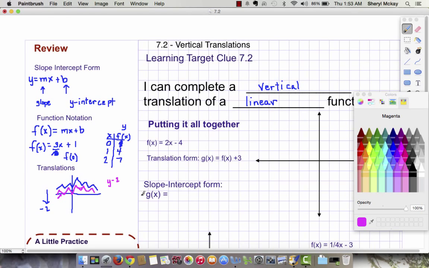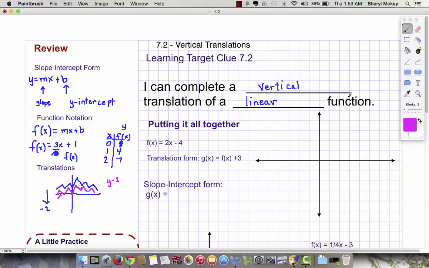All right? Now, let's take those 3 ideas, slope, intercept, function notation, and translations, and work on putting them all together in a simple equation over here. Here I have an equation, f of x equals 2x minus 4. F of x equals 2x minus 4. And I want to graph this equation. So I'm going to go ahead and graph f of x equals 2x minus 4.